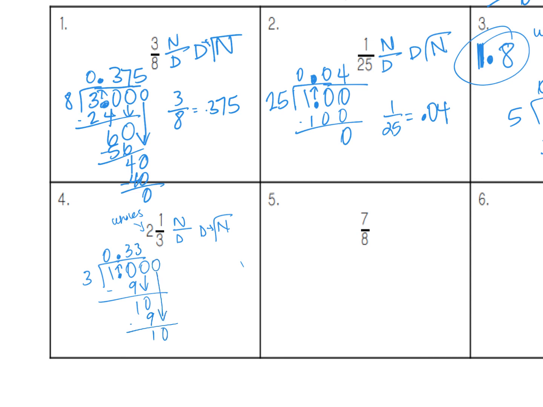3 goes into 10 3 times, and 3 times 3 is 9. 10 minus 9 is 1. I'm going to add another 0 and bring it down. And hopefully by now you guys are seeing that I have a pattern, and I keep ending up with 10, 10, 10. No matter how long we keep going, we are going to keep getting 10. This is what you call a repeating decimal.